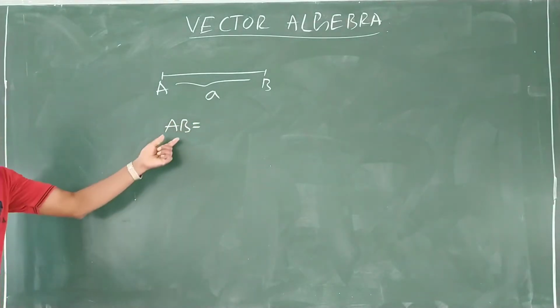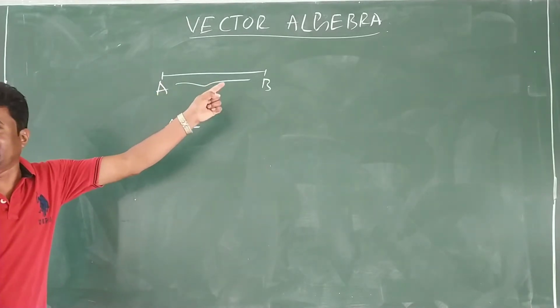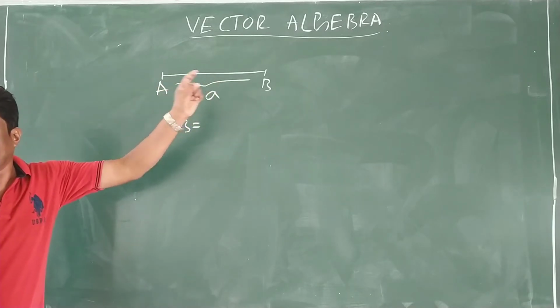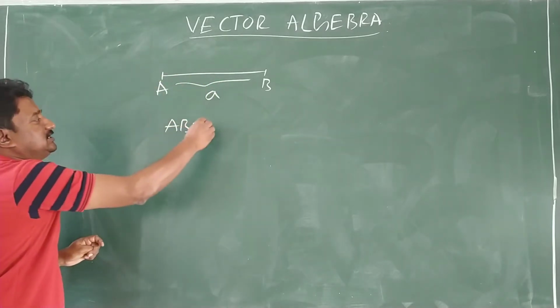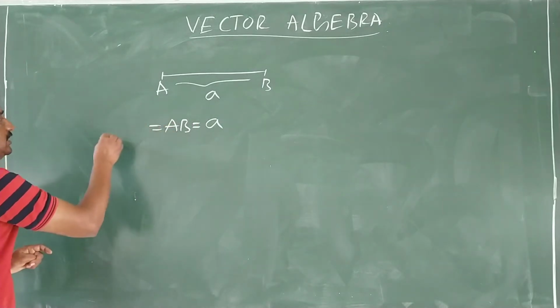What does that AB mean? What is the meaning of this AB? AB means distance between A and B. We are taking the distance as what? A, small a. This is the length.